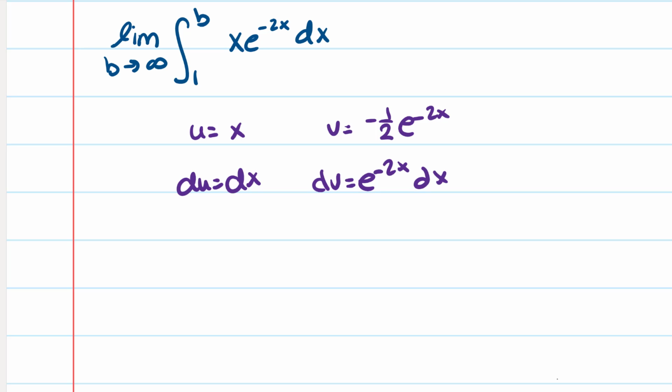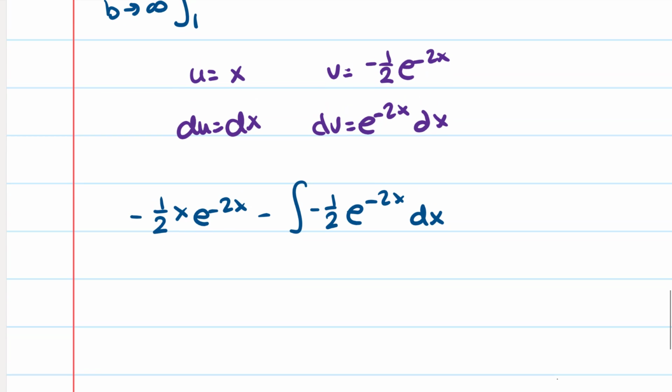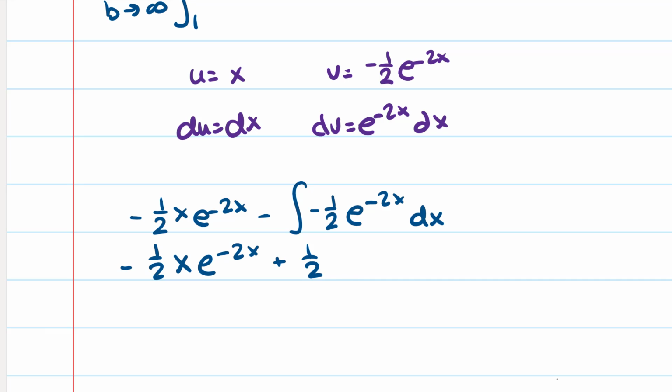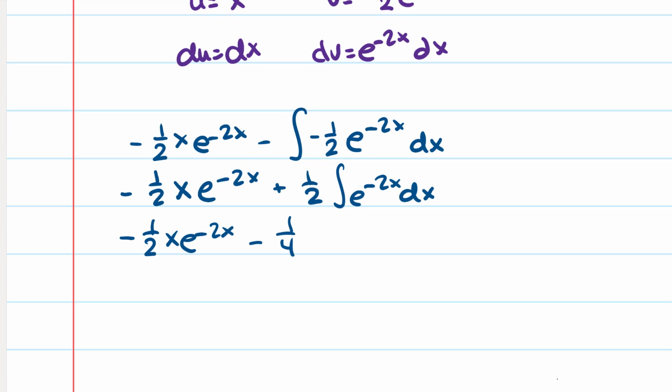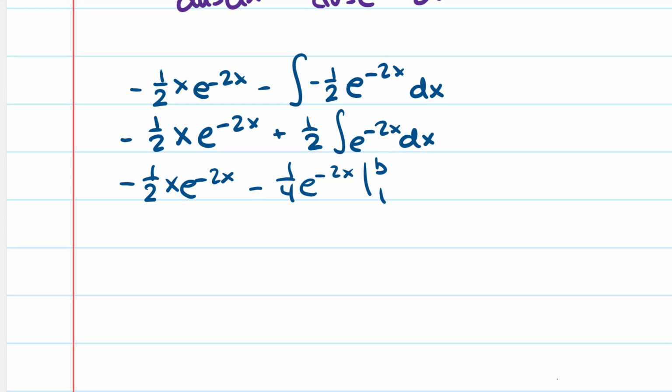So I set up my new integral, and it's going to be negative 1/2 x e to the negative 2x minus the integral of negative 1/2 e to the negative 2x dx. We just clean that up a little bit. Then we're going to integrate one more time, and it's from 1 to b. I do like to factor out any terms I have in common. That usually makes things easier, not always, but usually it does help. So I'm going to factor out a negative 1/2 e to the negative 2x, so I'm left with an x plus 1/2.